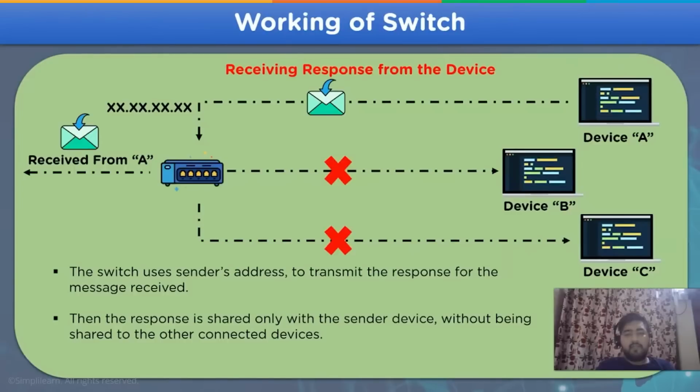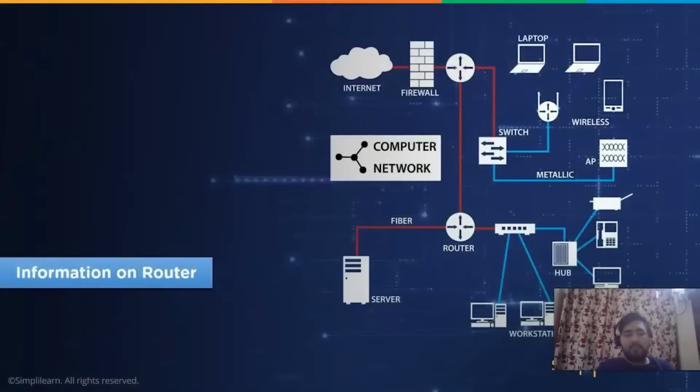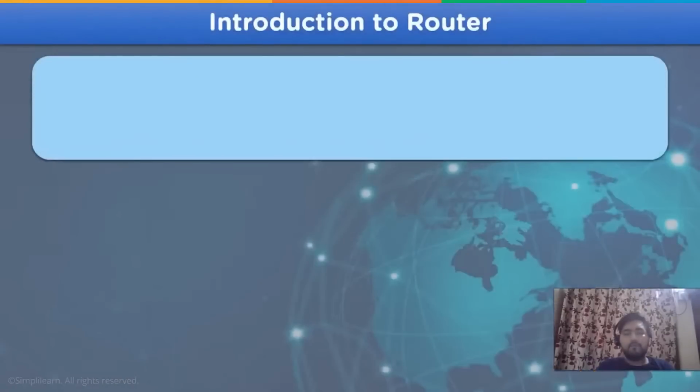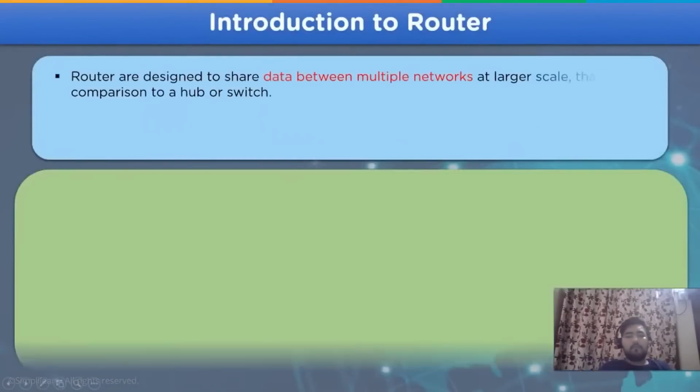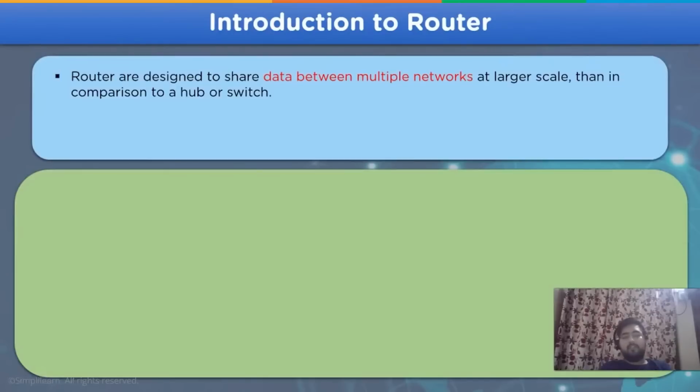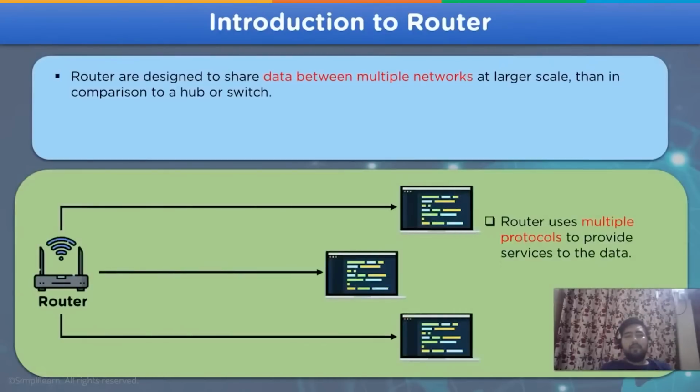With this, we have completed all the important points to be known regarding a network switch. Now let's move on to the third topic, that is information on routers. Let's begin. A network router is a device that is designed to share data between multiple networks at a much larger scale in comparison to a hub or a network switch.